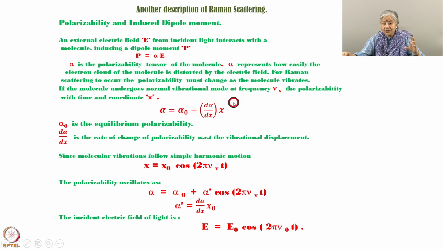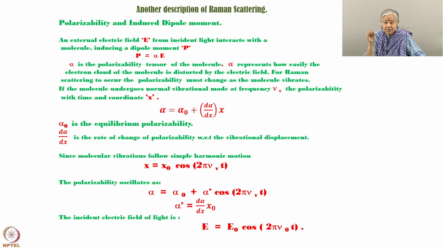So, the molecule will start vibrating when it is absorbing certain energy, which is from the laser light. It starts vibrating, and at the same time the laser light has an electric field associated with it, and because of that electric field it also starts vibrating, it moves. So, there is a change in the polarizability. If the molecule undergoes a normal vibrational mode of frequency nu v, the polarizability will change with time and coordinate. That is easy to understand.